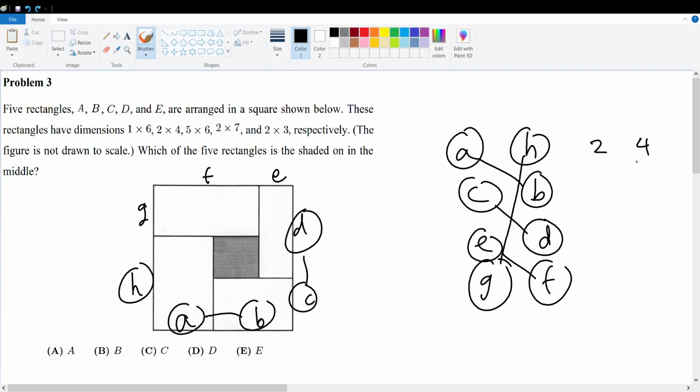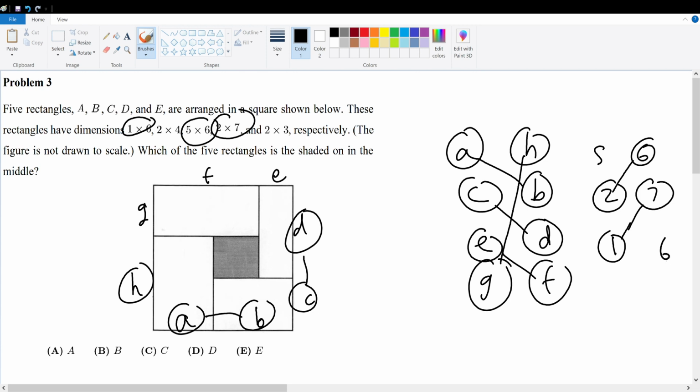Let's try another one. Let's try 5 by 6 and 2 by 7. Well, if I have 2 by 7 and 5 by 6 used, then 6 and 2 must give 8. So 7 must combine with something with 1. And I see here that 1 and 6 has that pattern. So 1 can go here and 6 will go here. But that means this must have a 2. And then likewise, I have 2 by 4 or 2 by 3. Well, let's try both of them.